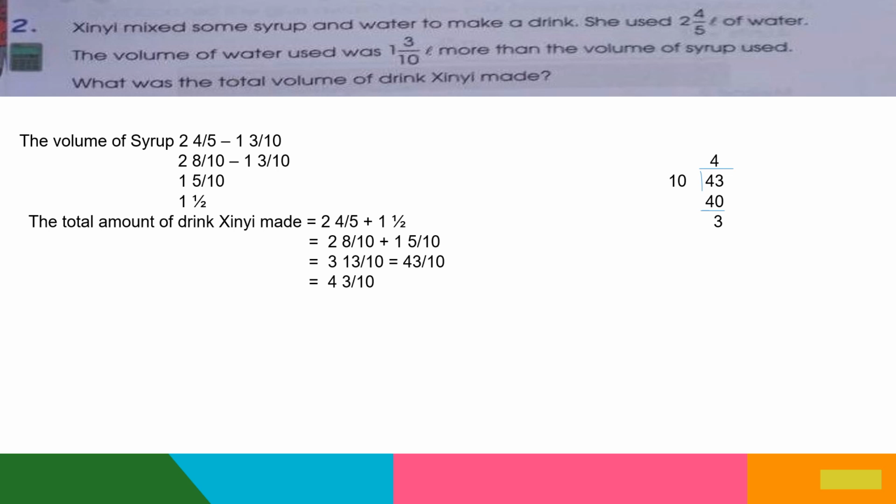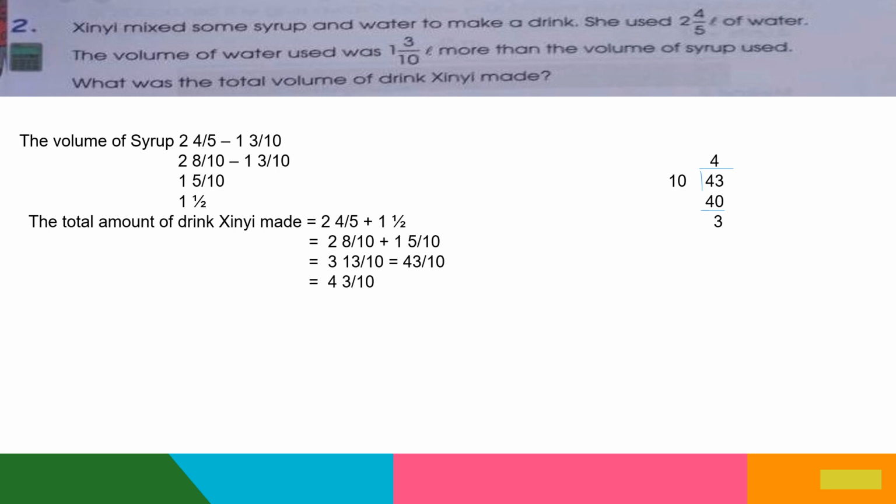Now question 2 says that Zini makes some syrup and water to make a drink. She used 2 whole number 4 over 5 liters of water. The volume of water used was 1 whole number 3 over 10 liters more than the volume of syrup used. What was the total volume of drink Zini made?